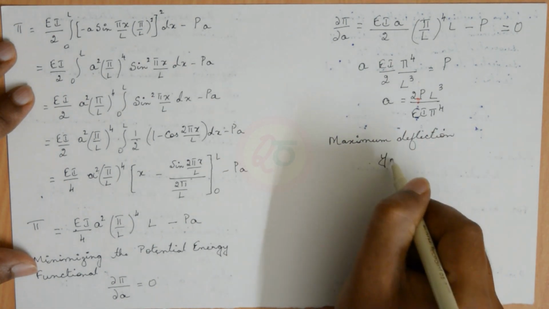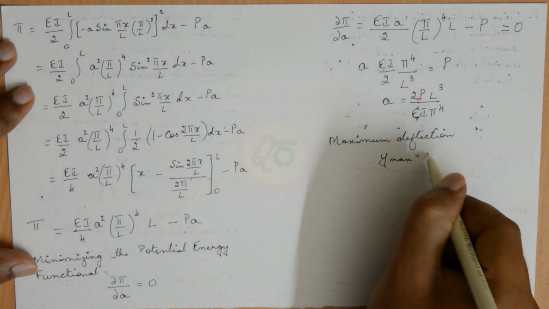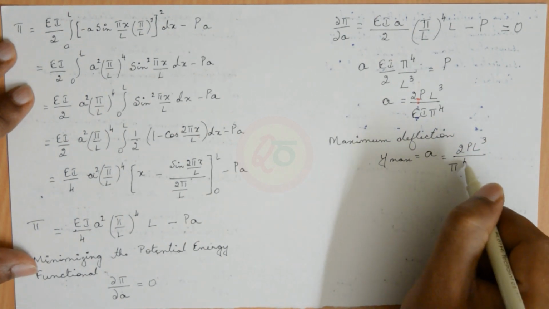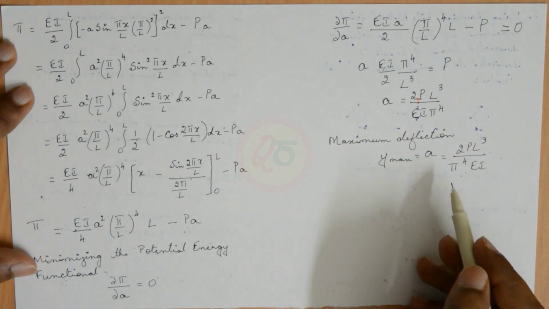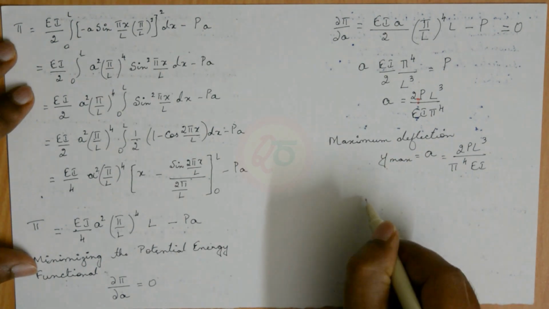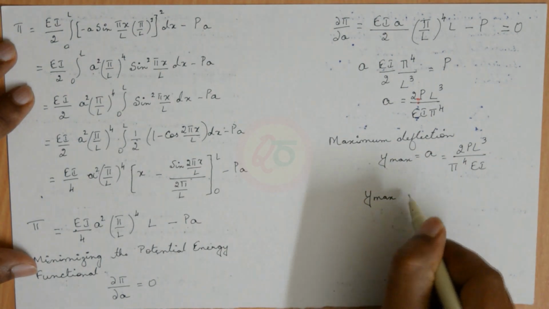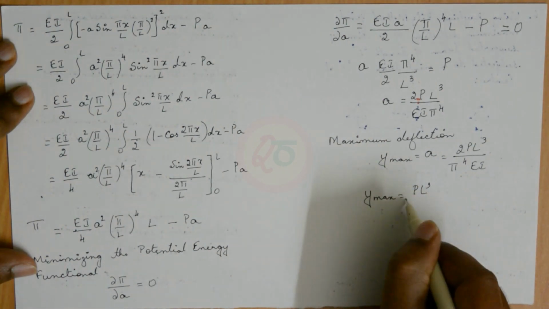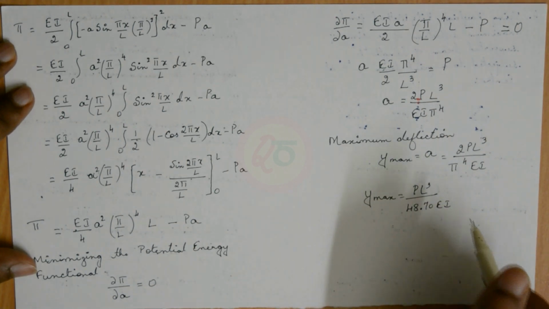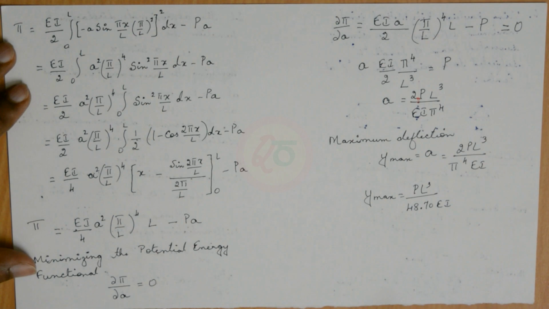is given by Y max, and it is equal to a, which is nothing but 2PL cube by pi to the power of 4 EI. If you substitute the pi value and simplify it with 2, you will obtain Y max as PL cube by 48.70 EI, which is very close to the exact solution, which is 48 EI. Okay.